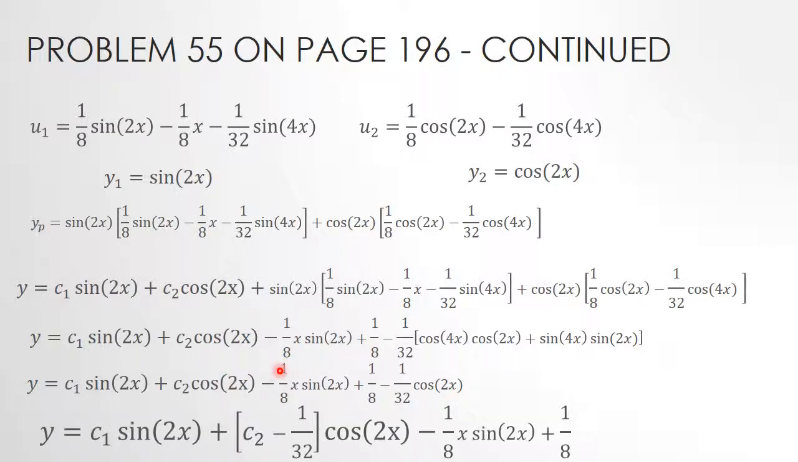Alright, so let's make some more simplifications, because I have a 2 cosine 2x here and I have a cosine 2x here. So I'm going to group them together, and this is the simplest form I can have for my solution for my non-homogeneous differential equation.